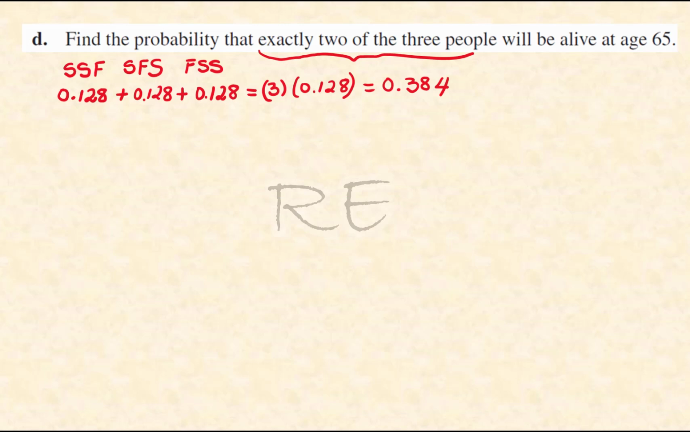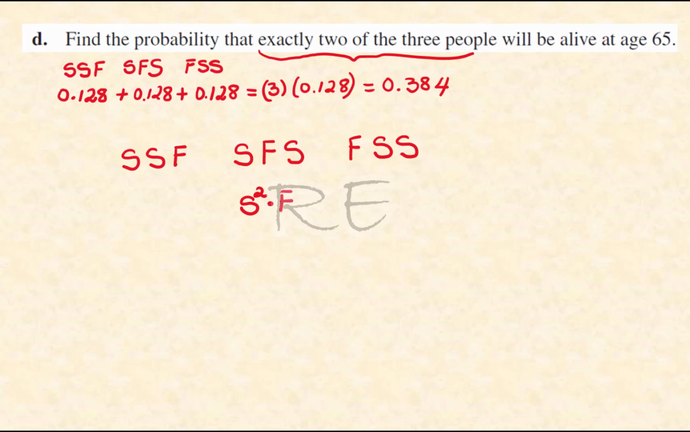How does it work? We know that for exactly 2 of the 3 people, we had SSF, SFS, and FSS. If we analyze the situation for each one of them, it's S times S, squared, times F, and we have 3 of them. The probability of success is 0.8 and the probability of failure is 0.2.